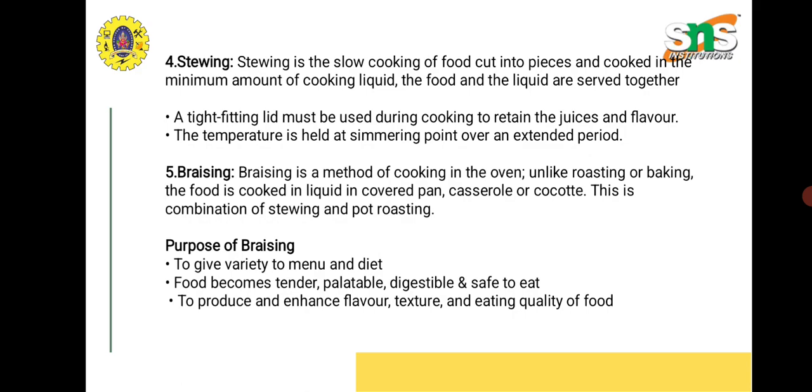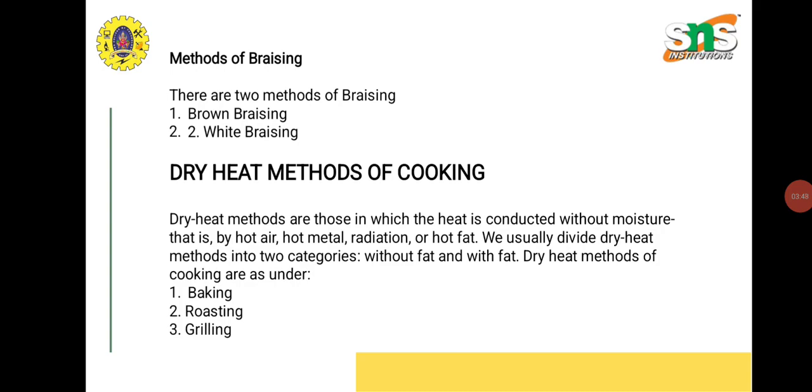Braising is a method of cooking in the oven. Unlike roasting or baking, the food is cooked in the liquid in a covered pan. This is a combination of stewing and pot roasting. Purpose of braising: to give variety to menu and diet. Food becomes tender, palatable, digestible, and safe to eat. Methods of braising: brown braising, white braising.